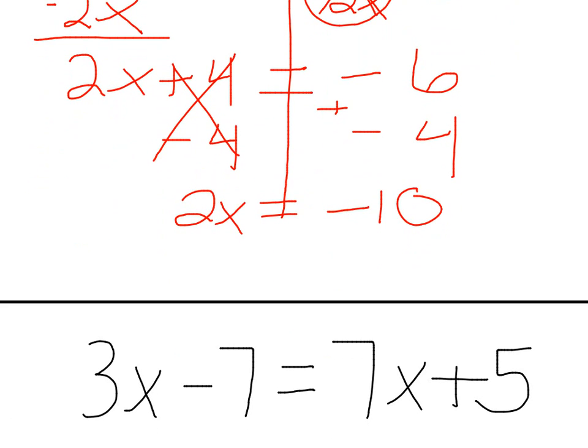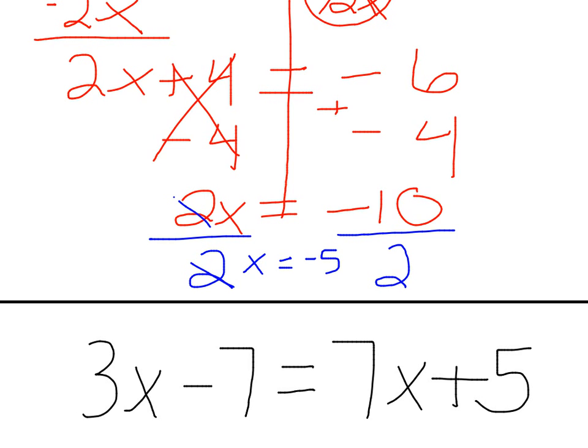Now what I need to do to get that x by itself is to divide by 2. That cancels out the 2's. So I come over here and divide by 2. And I'm not going to have room, so I'm going to write it right here real small. X equals negative 5, because negative 10 divided by 2 is negative 5. And that is your answer.